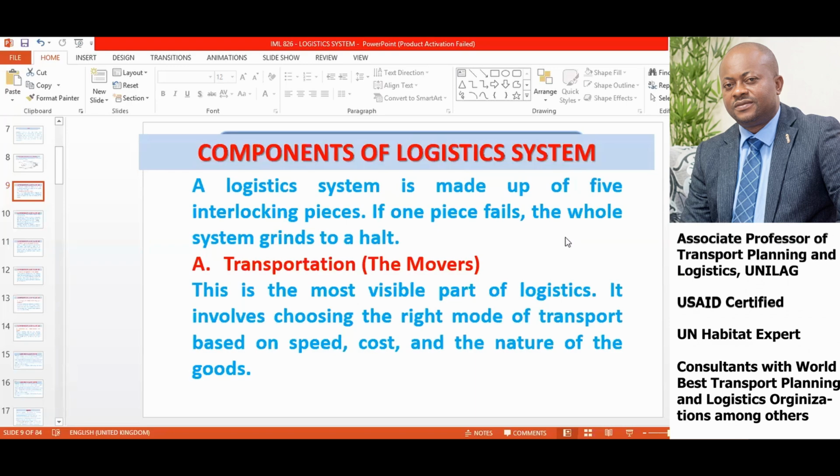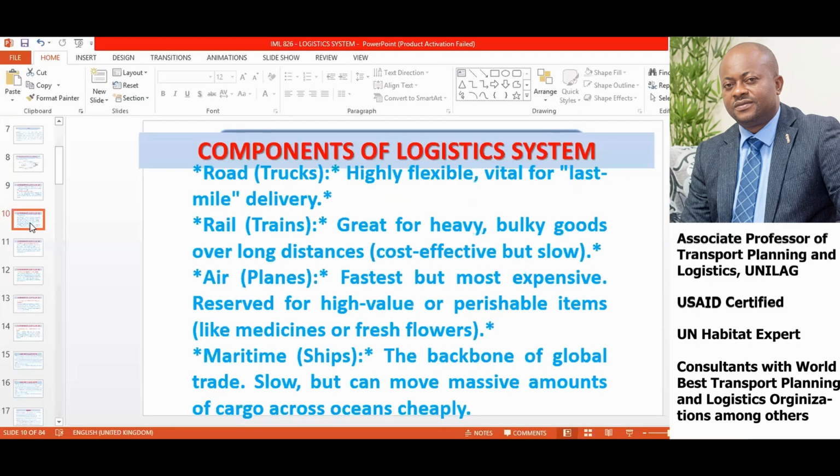It is called the movers. What is the original name? What's the technical name for it? What's the professional name? Transportation. Thank you. That's very brilliant of all of you. Now, these are components. We did something similar to this. We have the road, we have the rail, we have the air. You can still pick some characteristics in the transportation aspect of the components here.